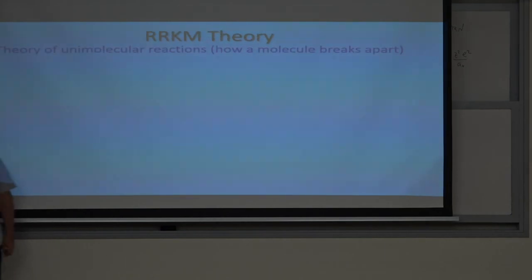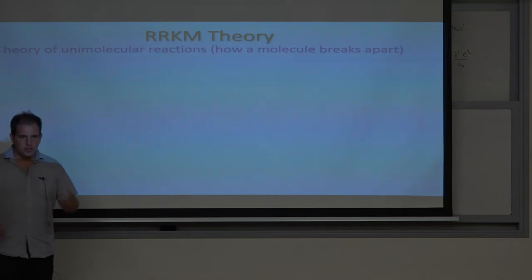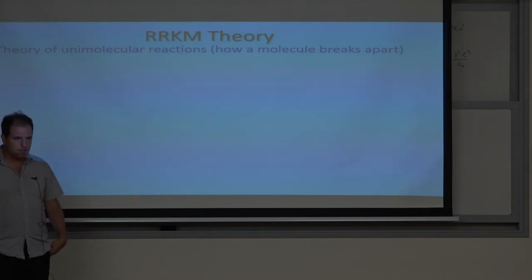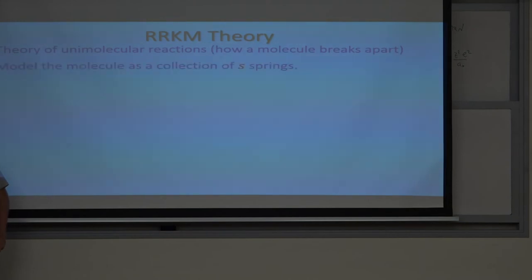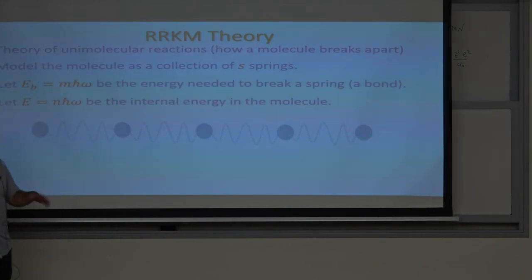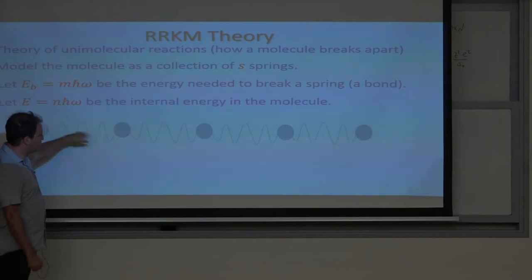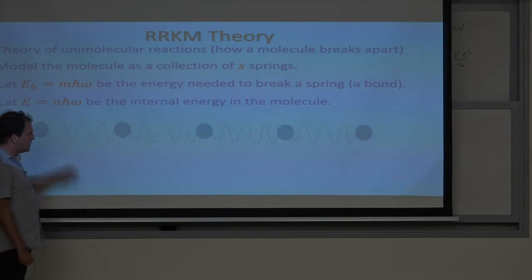Okay, there's another way to model this behavior, and maybe if this statistical Maxwell-Boltzmann distribution didn't convince you, then there's another theory that chemists like to use. And the idea is, let's look at our cluster or molecule as a bunch of springs. Okay, so we have atoms and we have springs that connect them. Okay, and it doesn't have to be in a line.